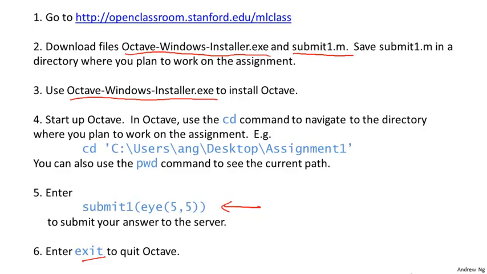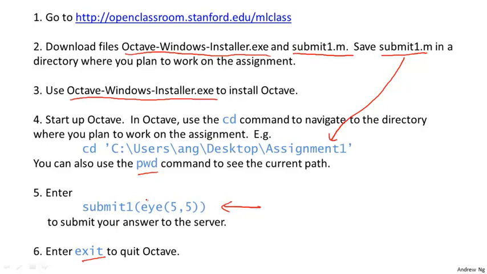So just to recap, we downloaded the 2 files and installed Octave. Then step 4, we started up Octave and used the cd command to go to whatever folder you want to use to do this assignment. And of course, I'm assuming that you've taken this submit1.m file and saved it in that directory as well.